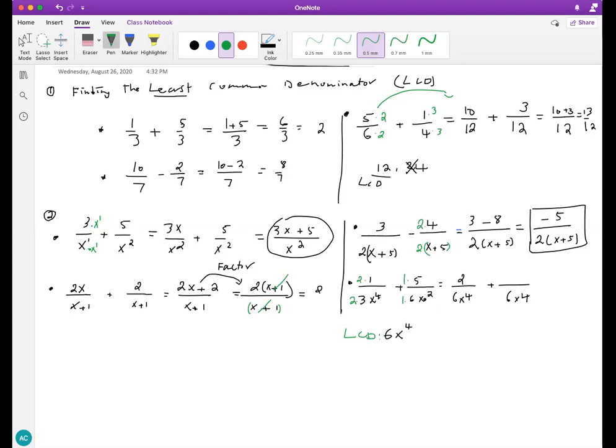Everyone, how do you turn x^2 into x^4? You multiply it by x to a certain power, right? X to what power? X to the second power. Exactly. So we need the second power here.